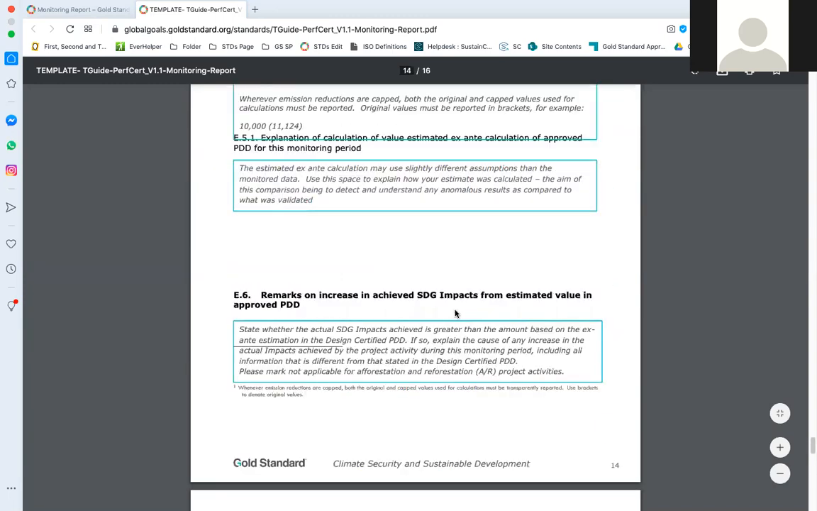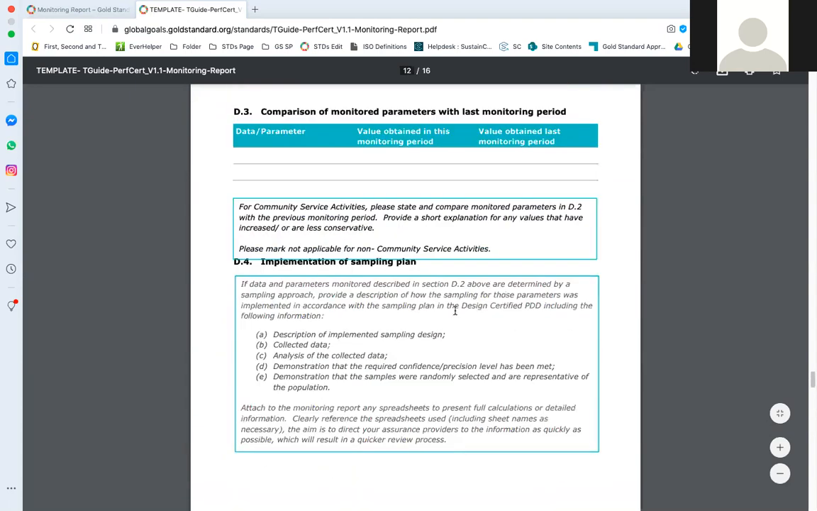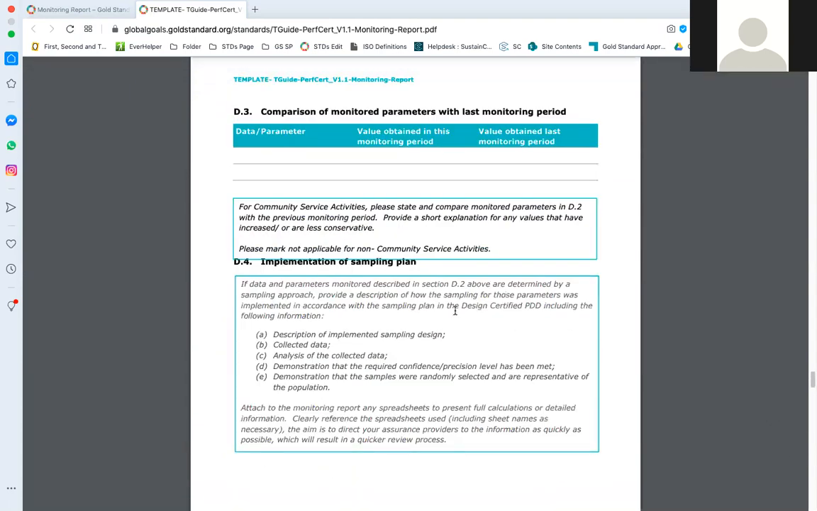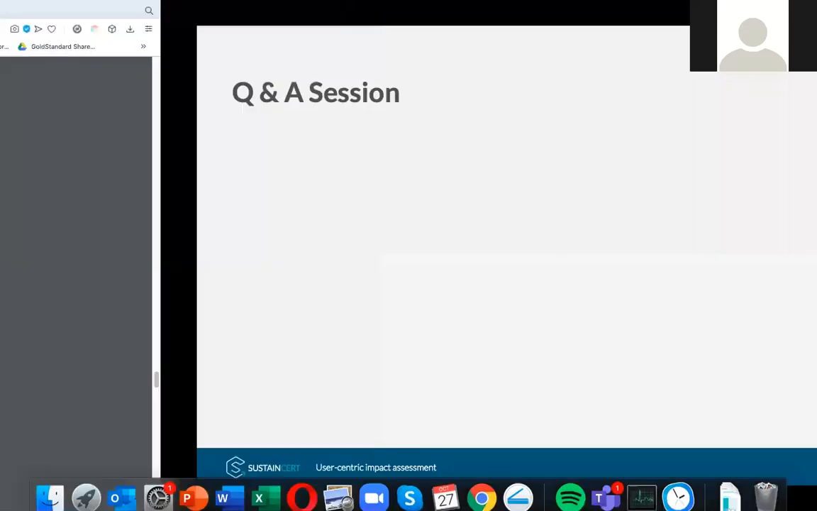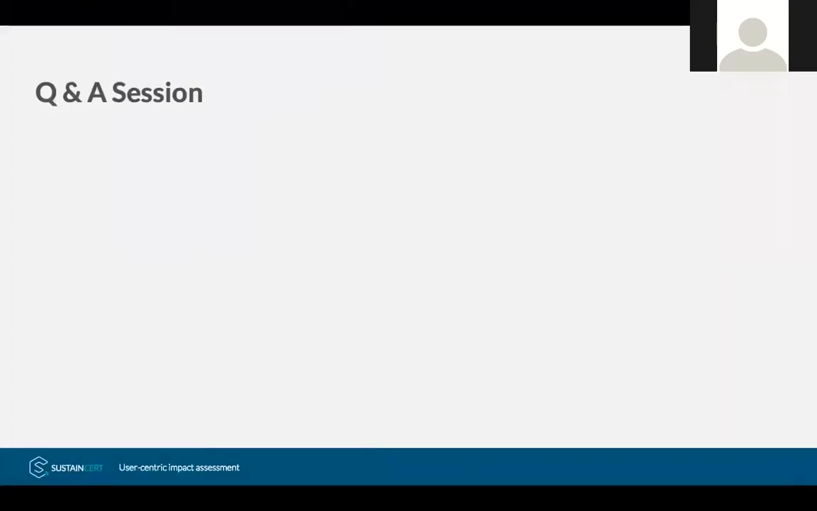So that's the monitoring report. As you would expect, because the monitoring report has to work for all registered projects, the changes are very gentle, as it were. So hopefully that was a useful whistle-stop tour. Okay, right.